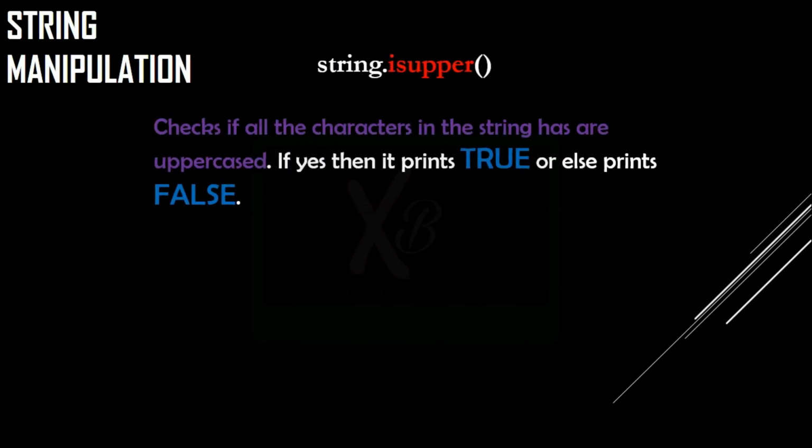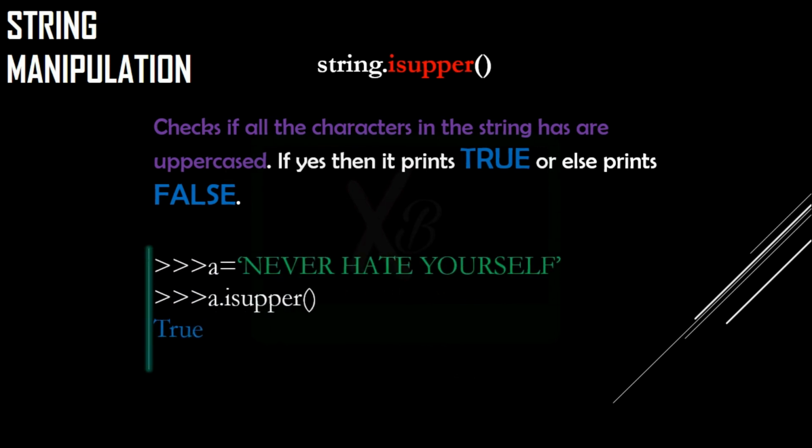string.isupper checks if all the characters in the string are uppercase. If yes, it prints true, or else it prints false. Same as the previous one, I guess. A is equal to NEVER HATE YOURSELF, so all are upper, so true. HATE is poison: even though I have some uppercase letters here, I have lowercase also, so it's going to give me false. Similarly, a is equal to the number 2, u is going to give me false because I don't have any uppercase letter here.